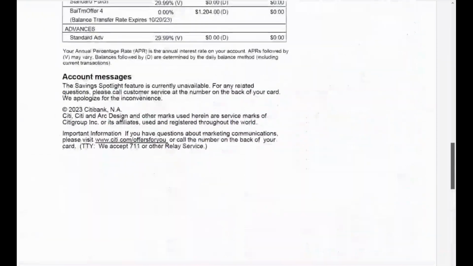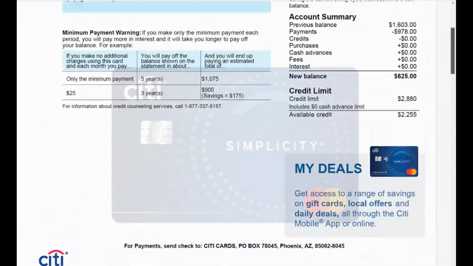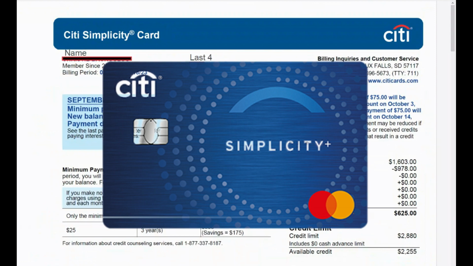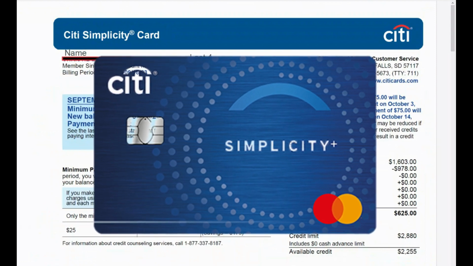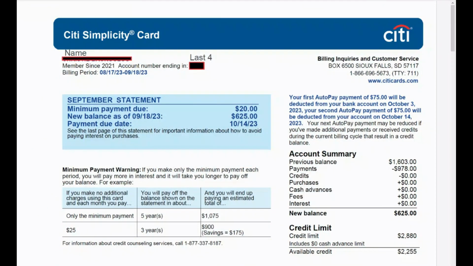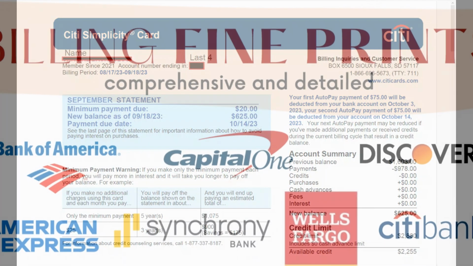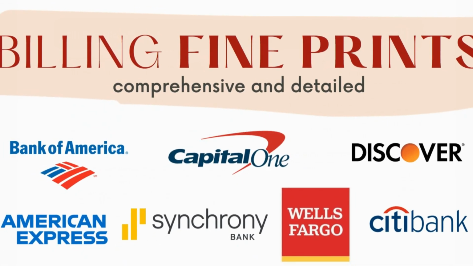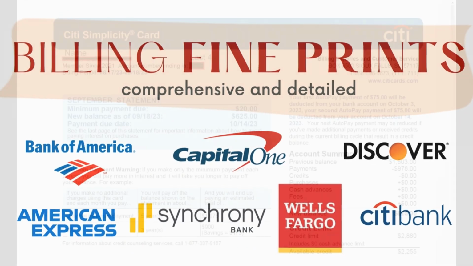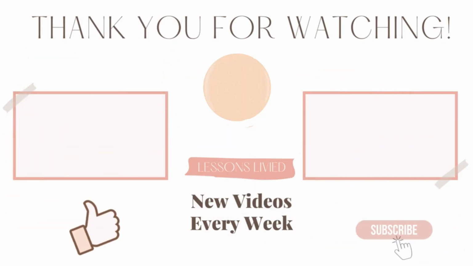This is an overview of Citibank's billing statement. It was pretty straightforward. Stay tuned for part 2, where we will read the Citibank Simplicity credit card fine print in detail.